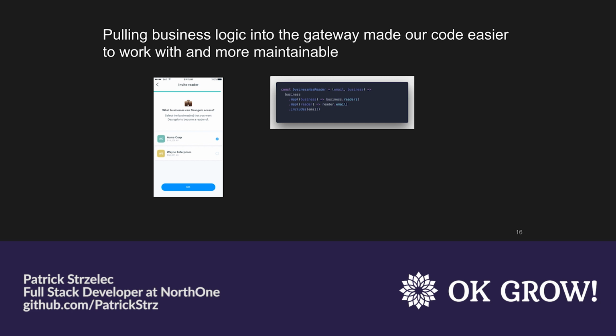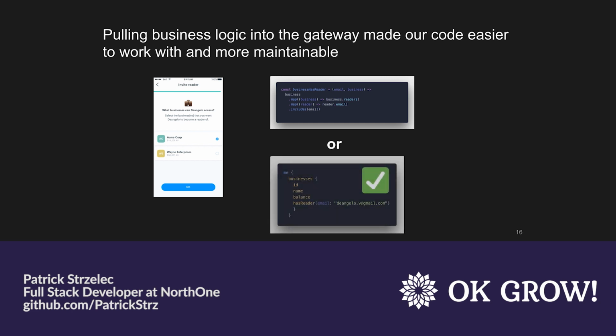But what we can do instead is we can actually put a has reader field right in our GraphQL API using a parameterized field. So now, instead of having this code here and needing to test it on the client, and maybe if you have multiple clients, you have to do it 3 times, maybe it's not tested well, we can put it right into our data fetching layer and keep it in one place. So that made things much more maintainable. And again, speed, it made us a lot faster.